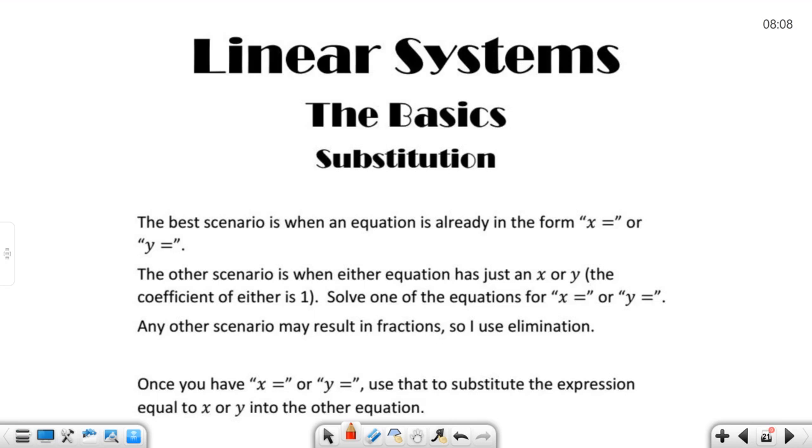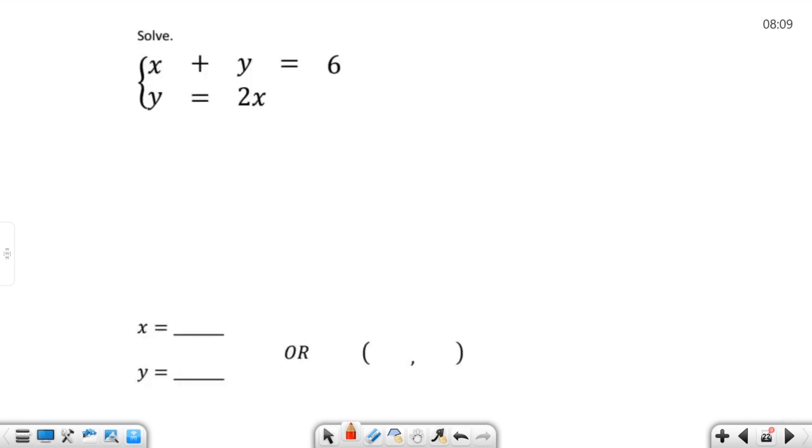Once you have x equals or y equals, use that to substitute the expression equal to x or y into the other equation. This is overall. Once I get x equals or y equals, I have an expression, and then I substitute it in for the other one. Whether it's already in the form of x equals or I had to solve for x equals, I take that and plug it into the other equation.